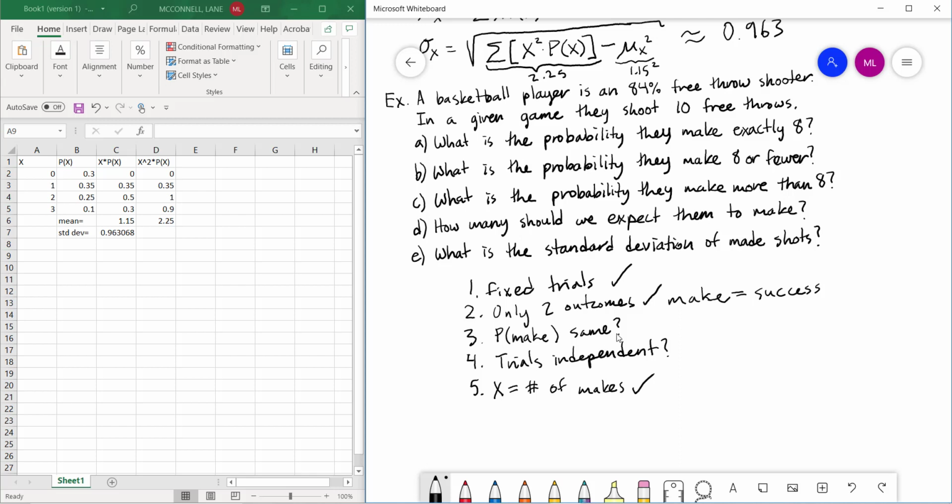So we are going to assume, and again, this is an assumption, that the person taking this free throw always has the exact same probability of success, that every time they go to shoot a free throw, it has an 84% chance of going in. And that means we are assuming the trials are independent. Whether they made their last shot has no bearing on whether or not they'll make their next shot. So I'm going to assume that both of these are satisfied.